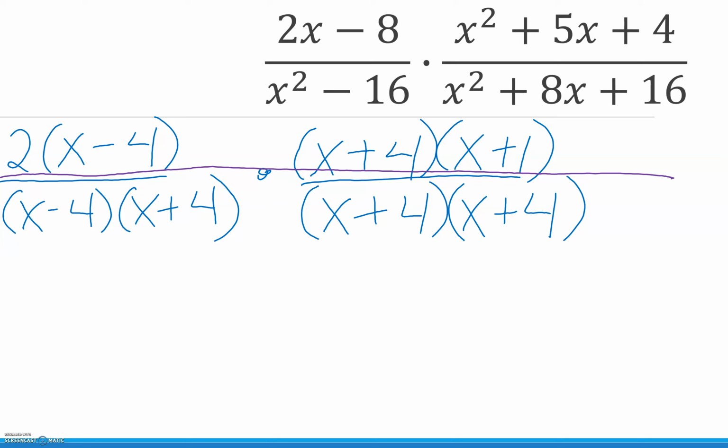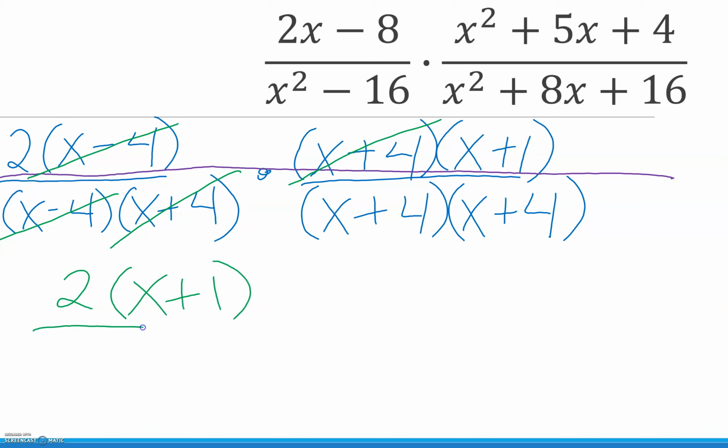Now looking at the numerator and denominator, there's an x plus 4 common to both. There's an x minus 4 common to both. I don't think there's anything else that can be divided out. So now my numerator will include that 2. I also have that x plus 1 over here. And in the denominator, I'm left with x plus 4 times x plus 4, which can be written as x plus 4, the quantity squared.